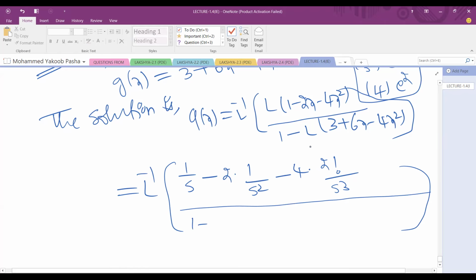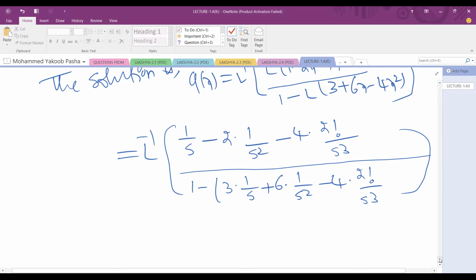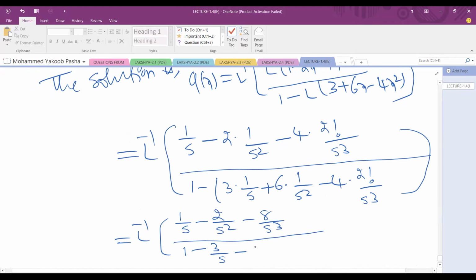Next, 1 minus L of 3, that is 3 into 1 by s, plus 6 into 1 by s square, minus 4 into 2 factorial by s cube. Okay, I'm writing clearly for better understanding, don't feel bored. So this is L inverse of 1 by s minus 2 by s square minus 8 by s cube, and the denominator comes as 1 minus 3 by s minus 6 by s square plus 8 by s cube.